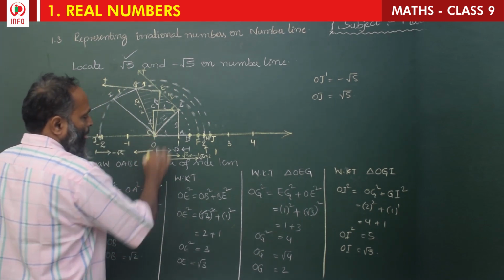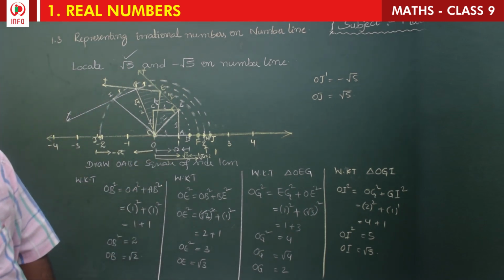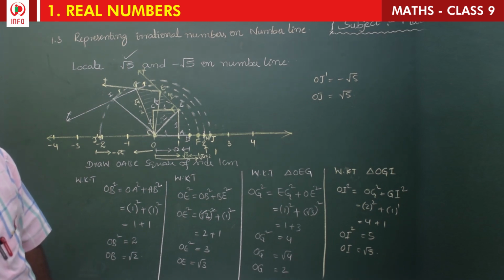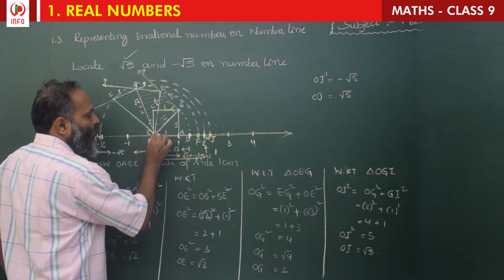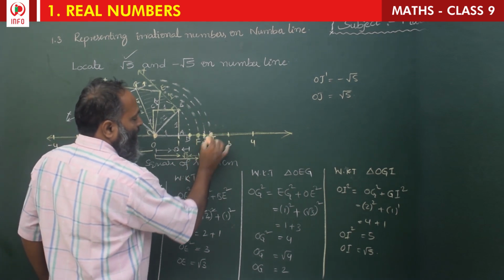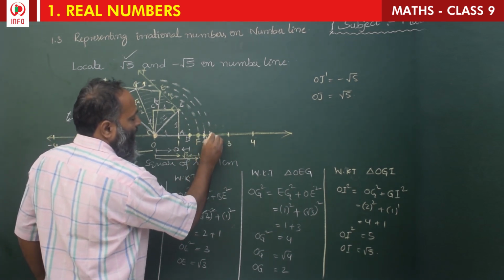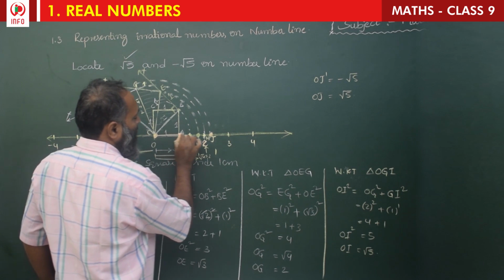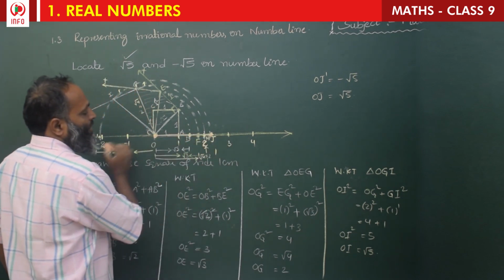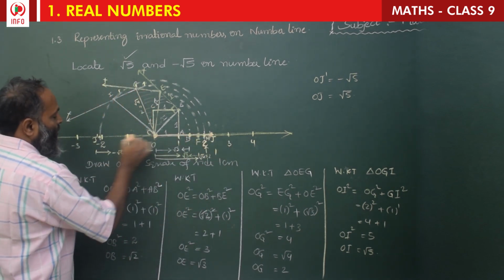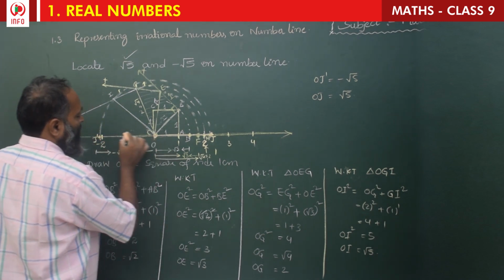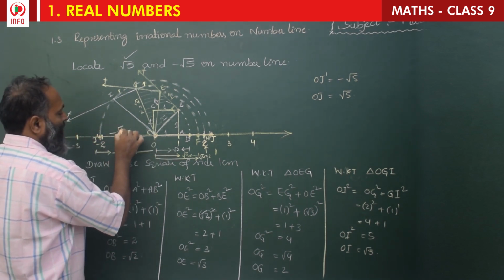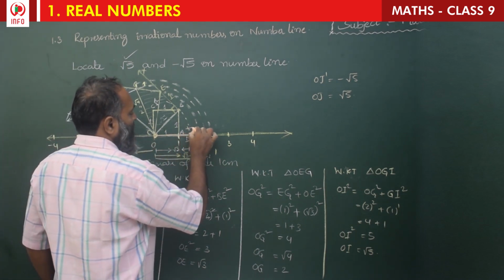From O, from here to J, after 2, here we have 2, after 2. From here to here is plus root 5. From O to J dash after 2 is minus root 5. Here minus root 5, and here you have plus root 5.